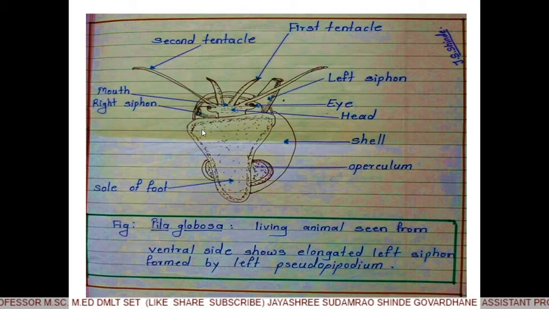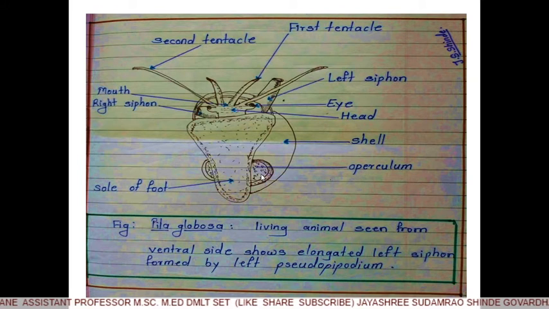You can see it is somewhat triangular in shape. It is applied to the substratum for creeping. The foot has two parts, anterior propodium and posterior metapodium, bearing the operculum on its dorsal side. Now this is the operculum, which we have already discussed. When the foot is withdrawn, the operculum closes the mouth of the shell.